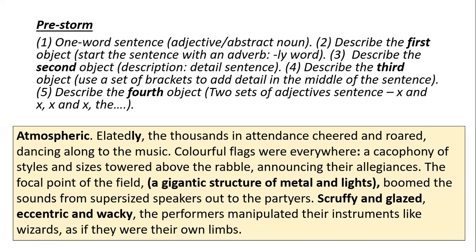Next object from the picture was the stage, and we're going to use brackets here to add some detail. So: the focal point of the field, in brackets, a gigantic structure of metal and light, booms the sounds from supersized speakers out to the parties. And then your final one was the band. Scruffy and glazed, eccentric and wacky, the performers manipulate their instruments like wizards as if they were their own limbs. So here you've got your two sets of two adjectives. So all different types of sentences, loads of vocab opportunities, loads of structure, and different types of punctuation. Now that doesn't take that much once you've picked your 4 objects from the picture. Now we then move on to what you can pre-plan.